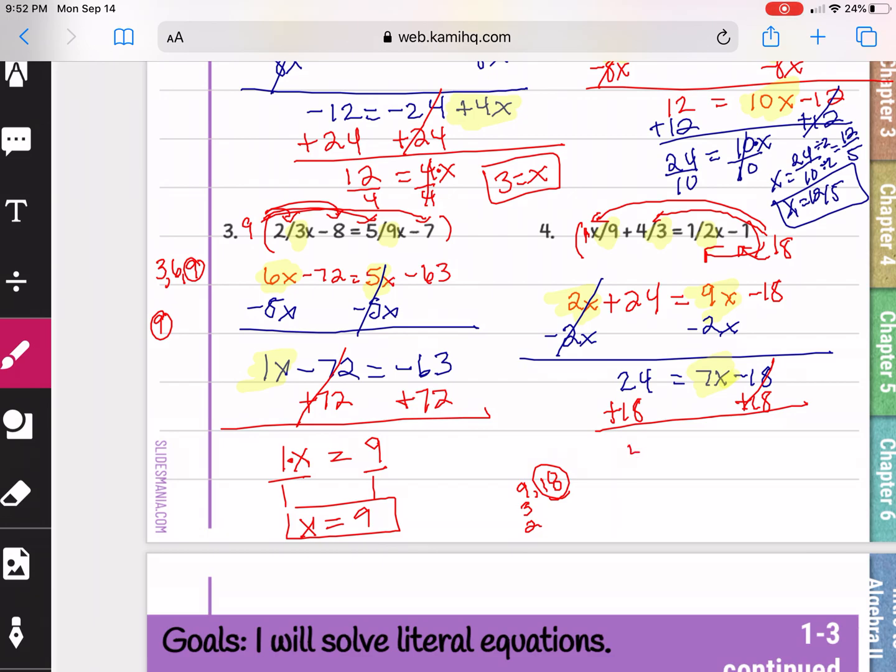24 plus 18 is 42. So we have 42 equals 7x. And the opposite of multiplying by 7 would be to divide by 7. So our answer for x is going to be 6, because 42 divided by 7 is 6.